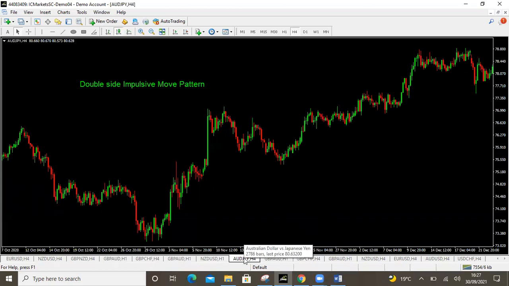Now let's talk about the double-sided impassive move pattern. Remember, the double-sided is where we say that the market will move very heavy in one direction and very heavy to the opposite direction. So look at this. This is Australian JPY. It's usually not a very heavy currency, but you can see the pattern. Moved heavy to the bottom side, created this point, then heavy to the opposite side, breaking market structure. There's the break of market structure.